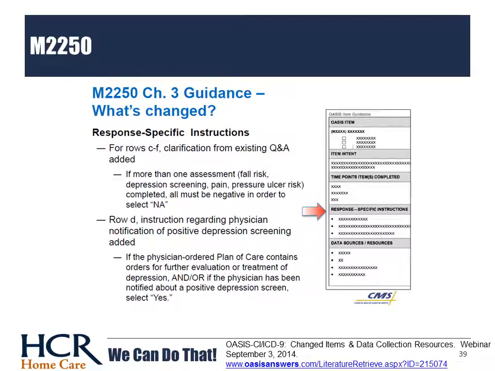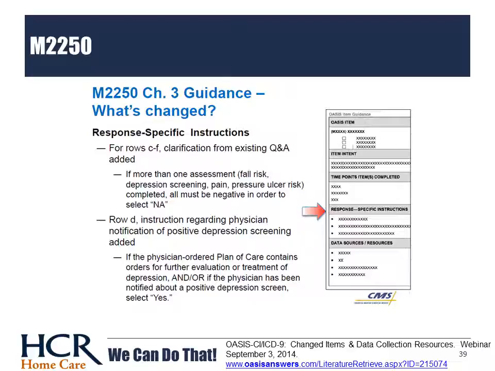So looking at the guidance for 2250, just to clarify, the guidance now specifies that if more than one assessment (falls risk, depression screening, pain, or pressure ulcer risk) is completed, all must be negative in order to choose NA. In other words, you can never choose NA if the patient has any risk for any of those conditions that we screen using an assessment tool, such as the MAHC-10, the PHQ-2, the pain ad, the 0 to 10 scale, or the Braden scale. So if any of those indicate that there is risk, then you cannot choose NA for M2250.